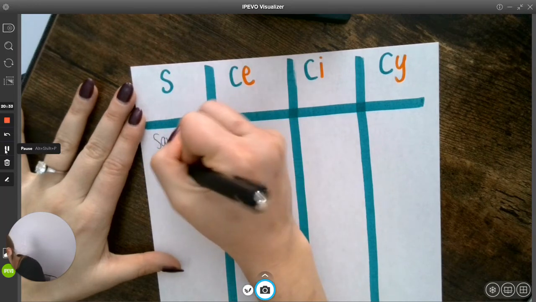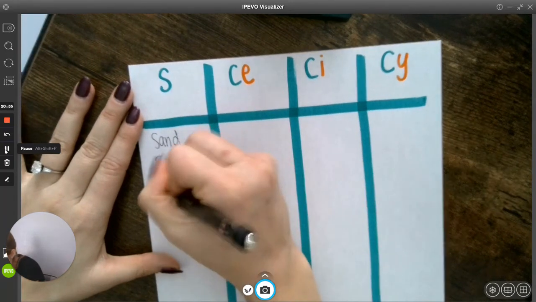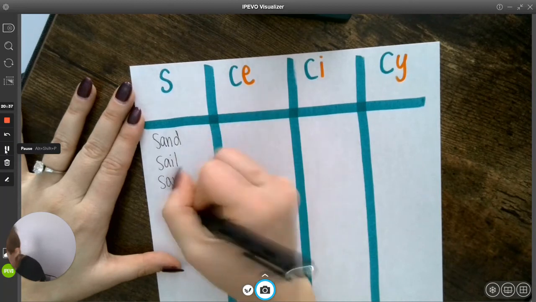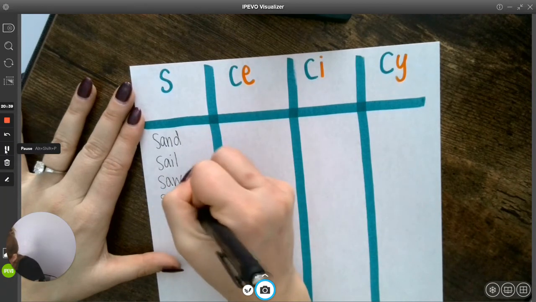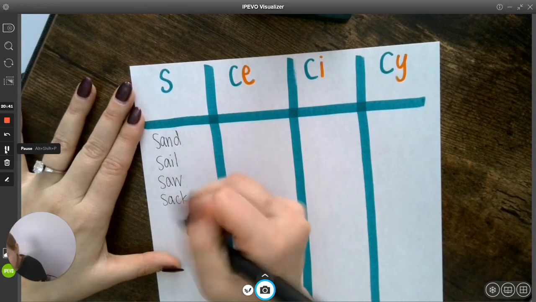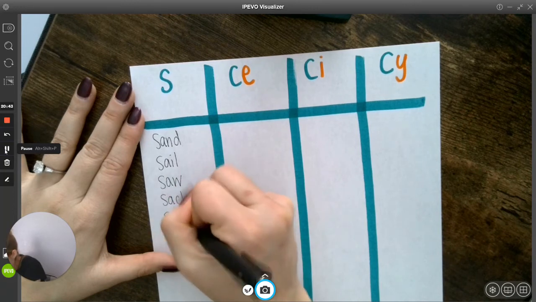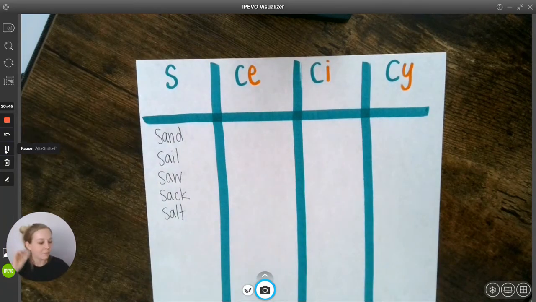Sand, sail, saw, sack, and salt. Very good.